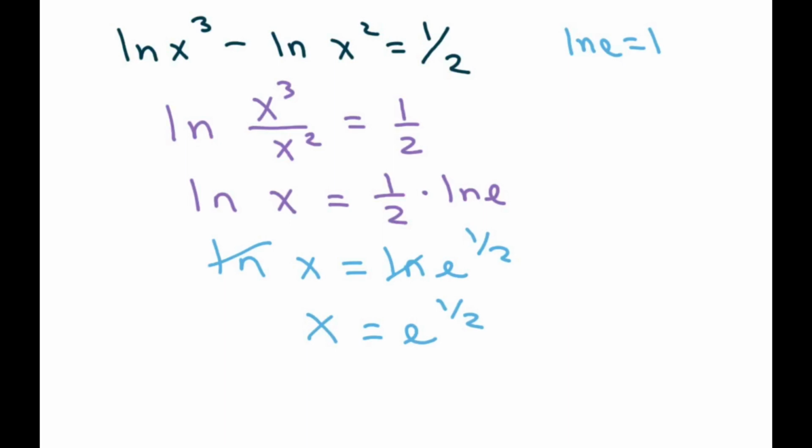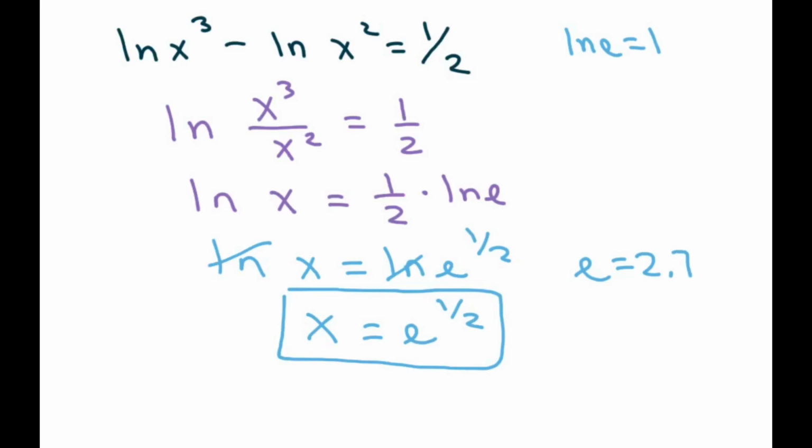And that's it. E to the 1/2 works because e equals 2.718. So if you take the square root of that, plug it in here, it's still going to be positive. All right, and that's it.